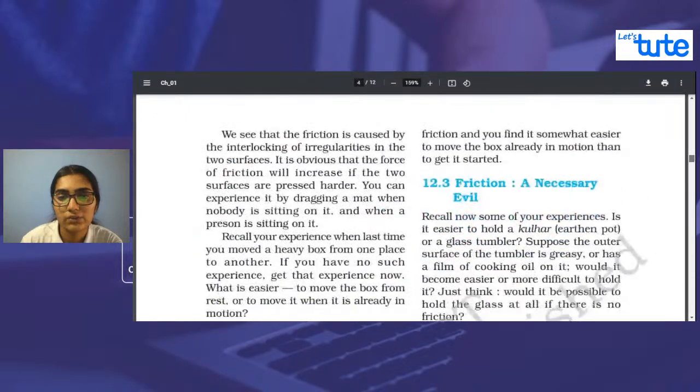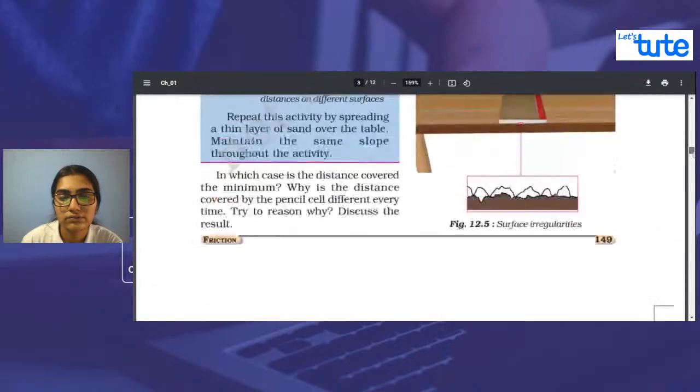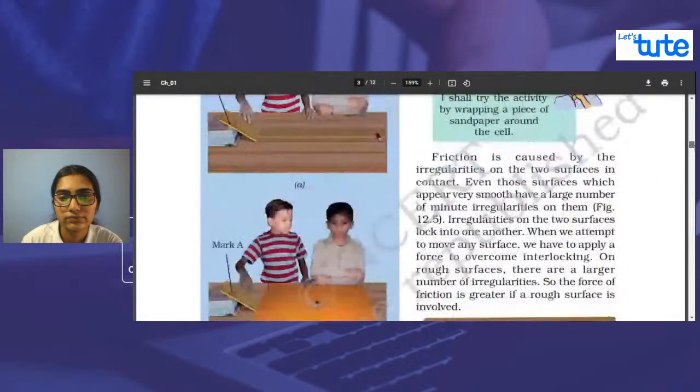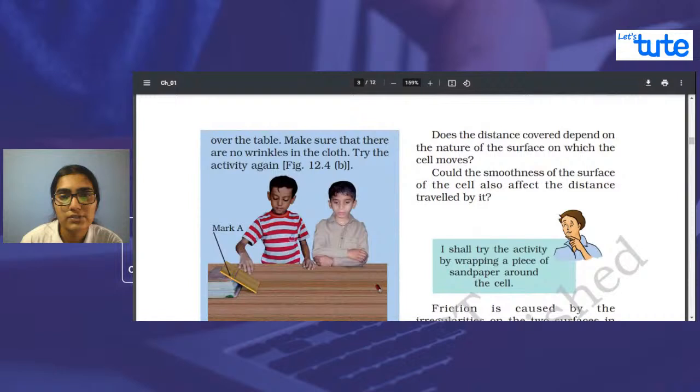I've explained you this. Let me just explain this. Does the distance covered depend on the nature of the surface on which the cell moves? Yes, it does. Because if you take the second case where you had put a cloth, you had increased the friction, because of which the distance traveled by the battery, or the cell, also decreased.